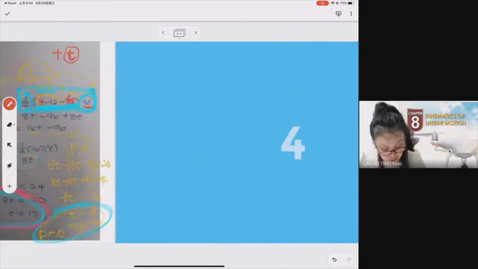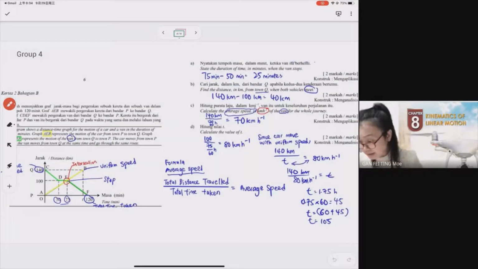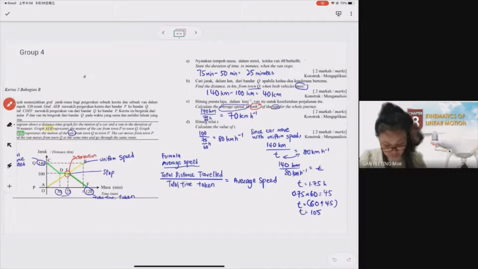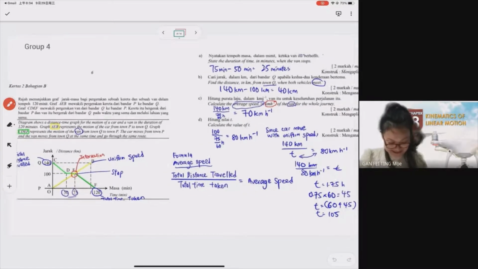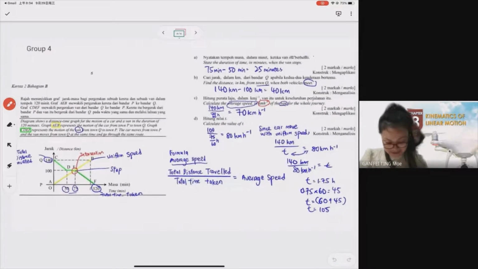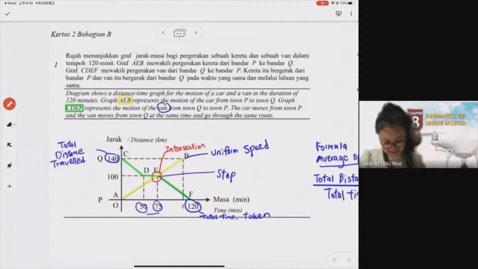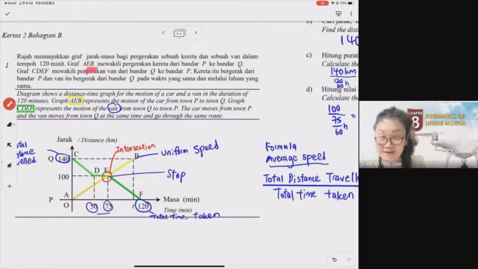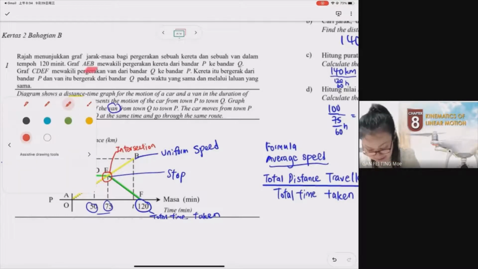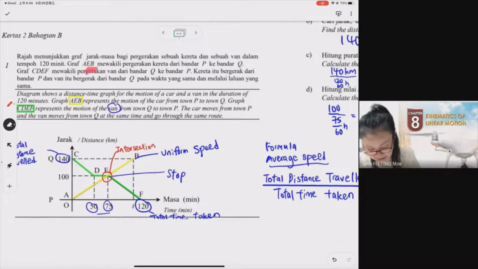We are now going to continue to question number 4, which is group 4. I cannot touch anything because once I touch it, it will move. Because you don't write on the screen, you send the picture, then at least I can move. Don't be busy preparing your stuff during our discussion. Pay attention to our discussion, otherwise you lose out.